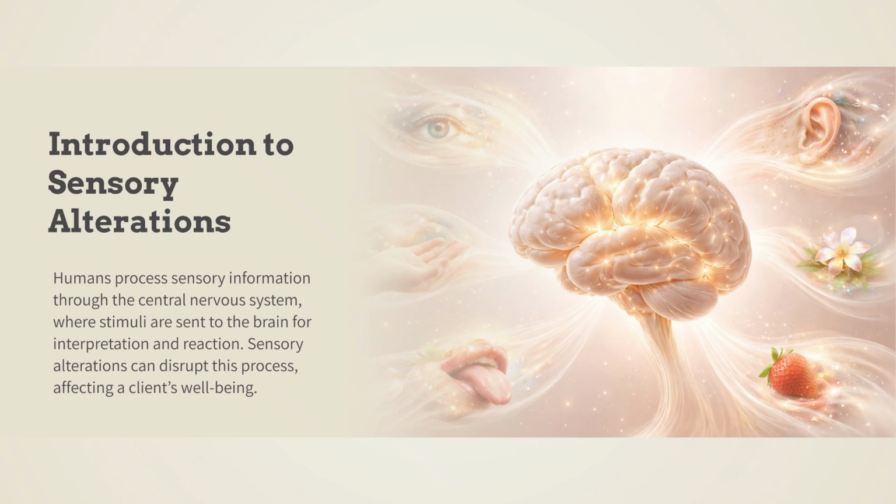So, just a basic introduction is that people process sensory information through the central nervous system. Everything is sent through the spinal cord into the brain for interpretation and reaction. And then any alteration in this process will impact a patient's well being. If you're unable to see, then you're unable to really navigate your surroundings very well. If you're unable to hear, then you might not be alerted to an emergency. So, we're going to work on ways to create a situation where all of our patients are safe and able to react to emergent situations appropriately.